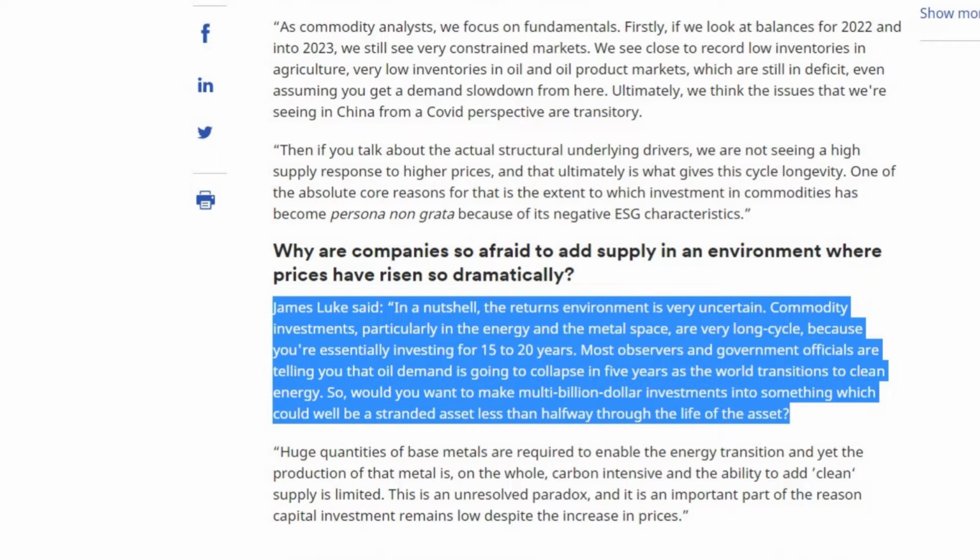Basically what they're trying to say is that since we are entering into a renewable era, an era which might not need oil as much as it would need renewable sources of energy, the demand for oil might fall down. And when the demand falls down, the prices also go down.